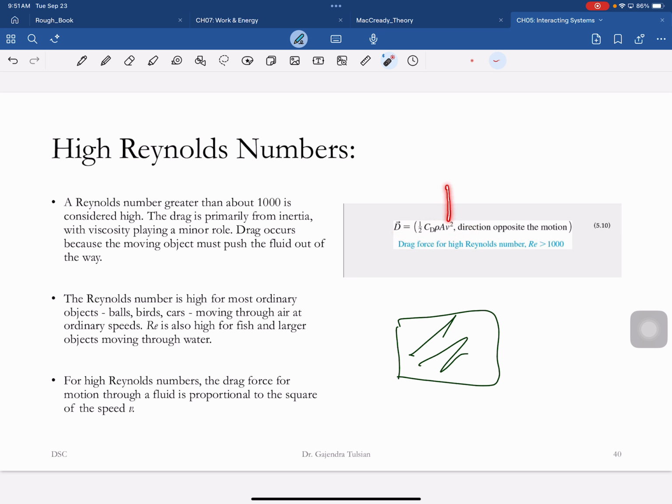Anyway, the important thing is the drag force is proportional to the square of the speed. You double the speed and the drag force quadruples. Reynolds number is high for most ordinary objects: balls, when you throw a baseball through air, birds, cars moving through air, and so on. And for fish moving through water. For high Reynolds number, the drag force is proportional to the square of the speed.